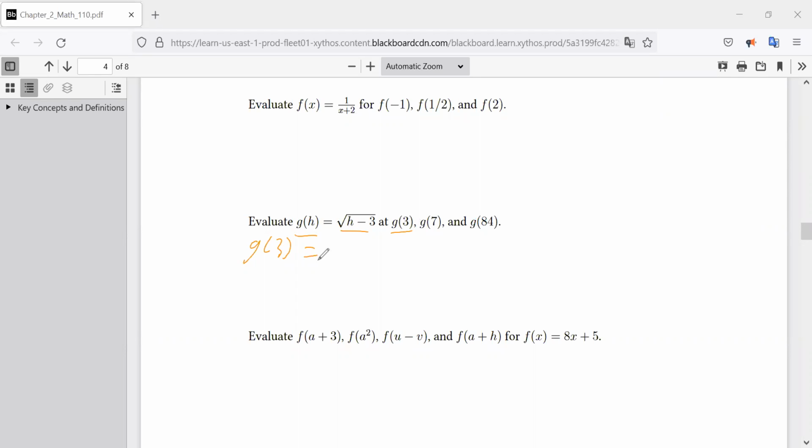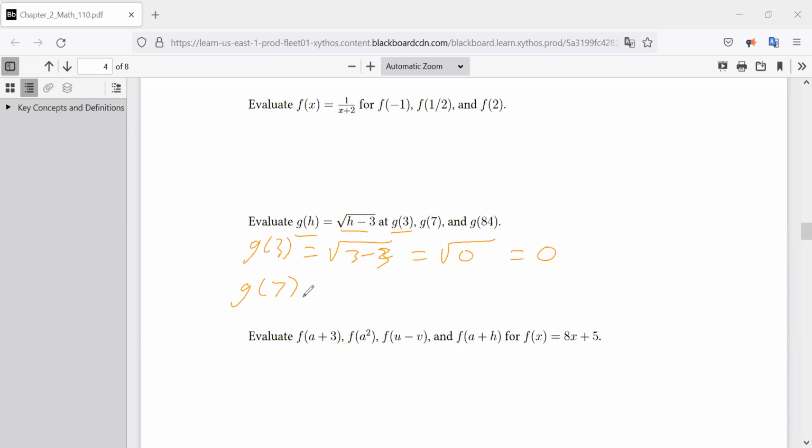Would it be 3 minus 3 squared? Square root, right? Square root of 3 minus 3. Right. Ends up being the same for this one, right? But it's important to keep straight. So this would end up being 0, square root of 0, which is 0.